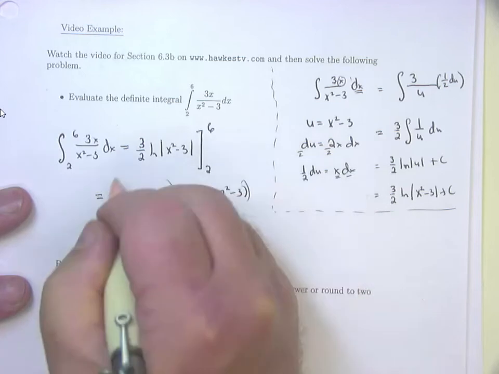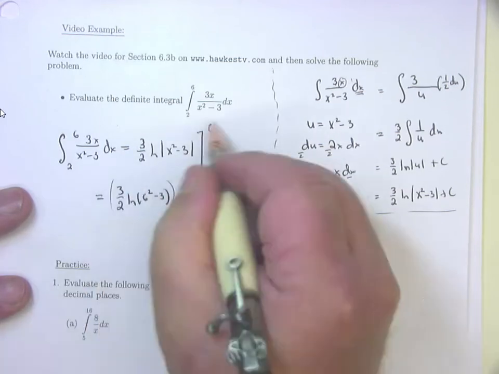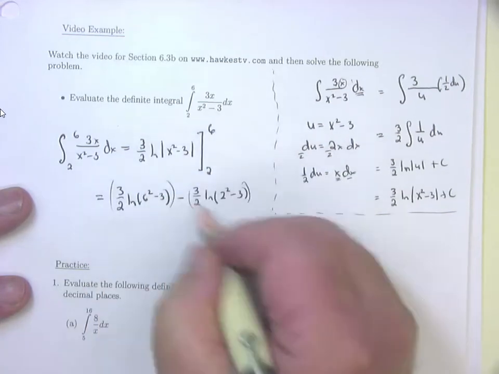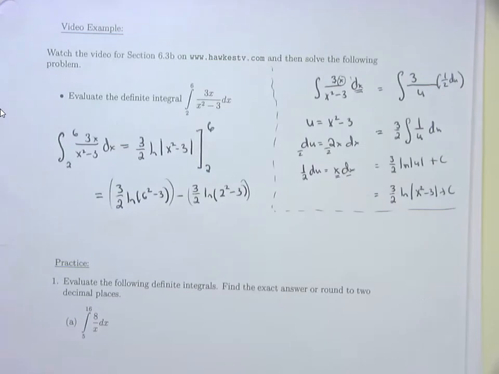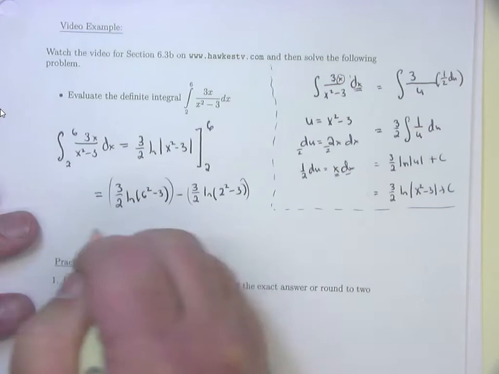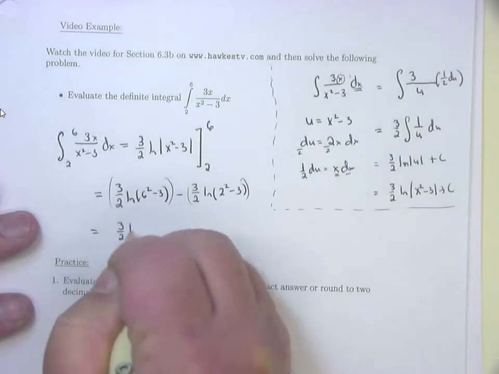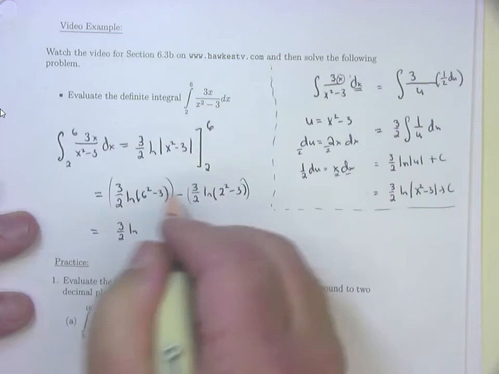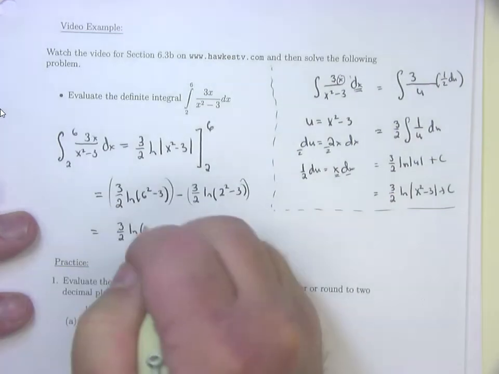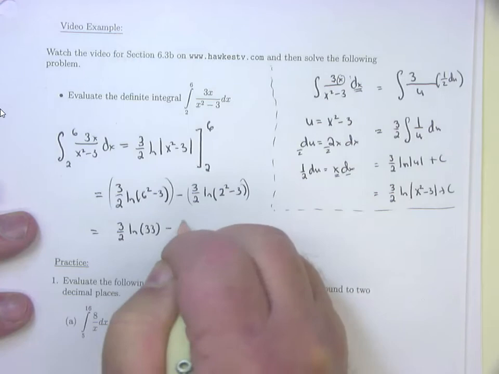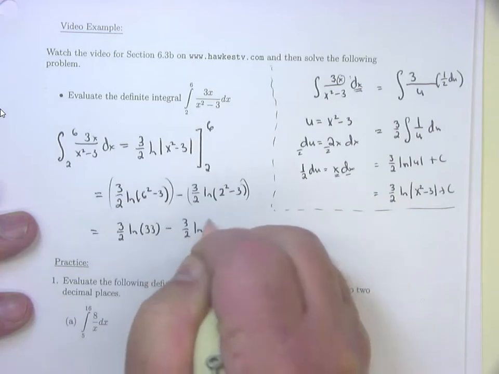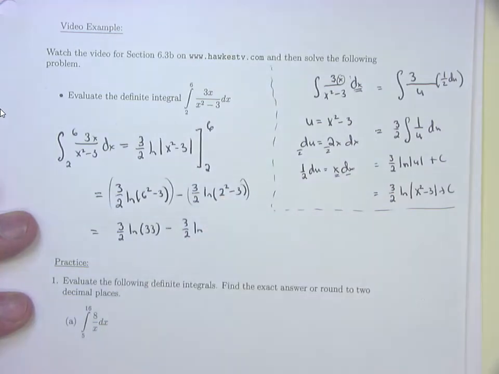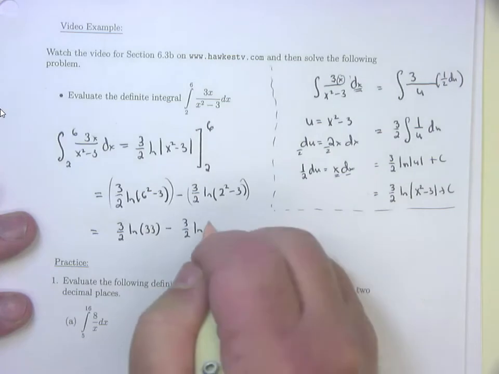I'm just putting a little parentheses around it. Plug in top, the upper bound into your function, minus plug in the lower bound into your function here. Okay? Now, crunch out your numbers. This is equal to 3/2 natural log of what's 6 squared? 36 minus 3. 33 minus 3/2 natural log of what is 2 squared? 4 minus 3, 1.